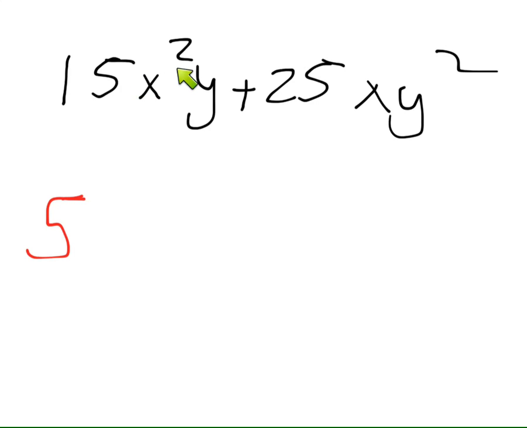I have 2 x's being multiplied here and 1 here, so how many do they have in common? Just 1 x. I have 1 y here and 2 y's here being multiplied, so they have 1 in common. So the greatest common factor between those two terms is 5xy.